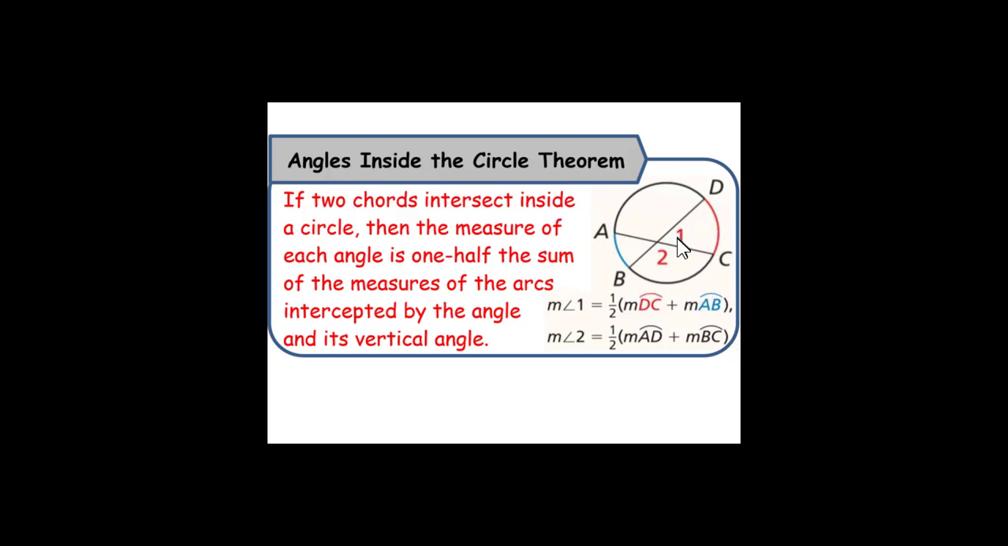The measure of angle 1 will equal the average of these two arcs. All right, so its intercepted arc and the intercepted arc of its vertical angle. Or we can say the measure of angle 2 is equal to the average of these two arcs. So therefore, its intercepted arc and the intercepted arc of its vertical angle.